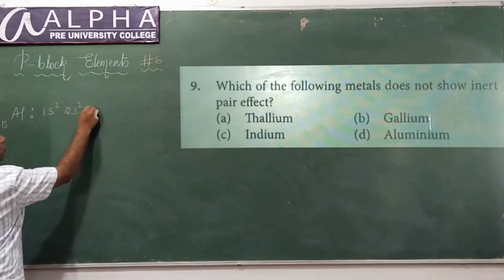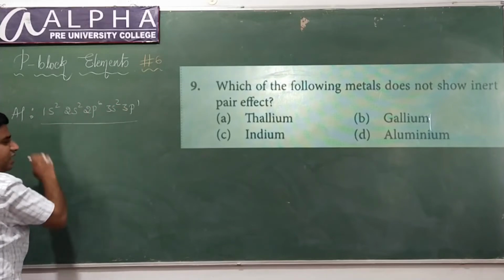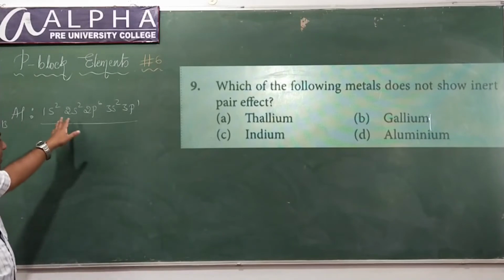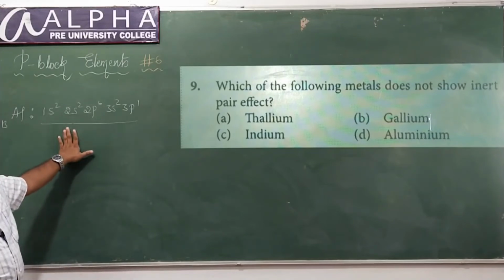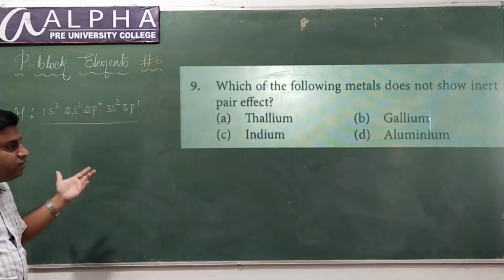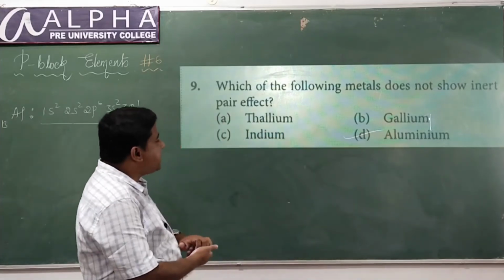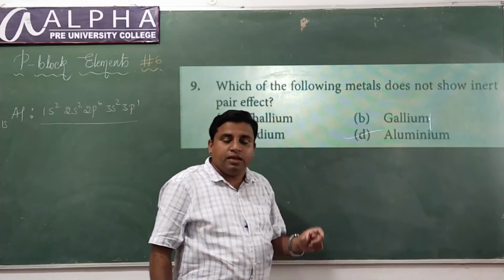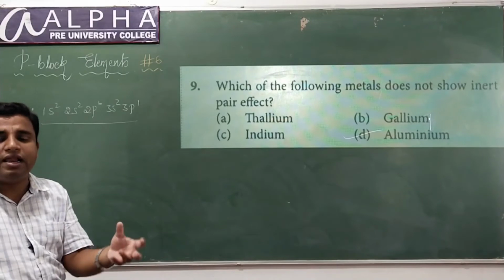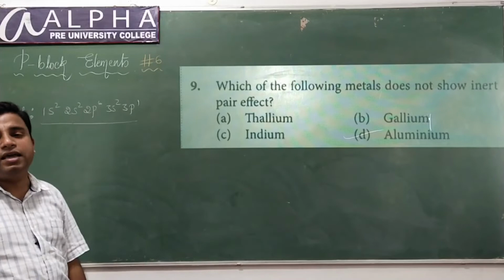It is 13. What is its electronic configuration? 1s2, 2s2, 2p6, 3s2, 3p1, isn't it? Is there any inner completely filled d orbital? No. Is there any inner completely filled f orbital? No. That means there is no inner d orbital, no inner f orbital. So that means there will be no inert pair effect. Therefore, aluminium does not show inert pair effect, whereas thallium, indium, gallium contain inner completely filled d orbital and f orbital. Hence, they will exhibit inert pair effect, whereas aluminium does not.